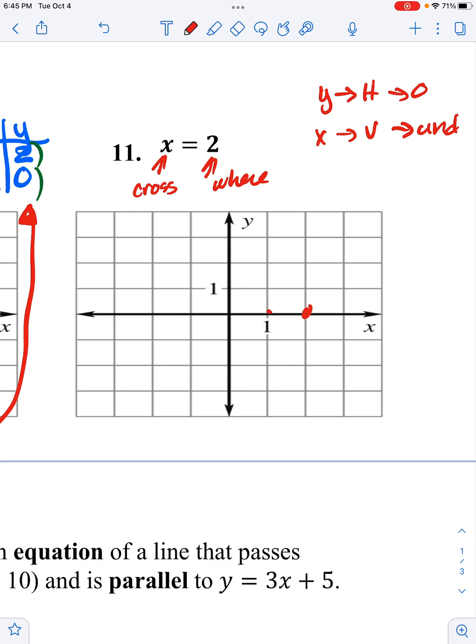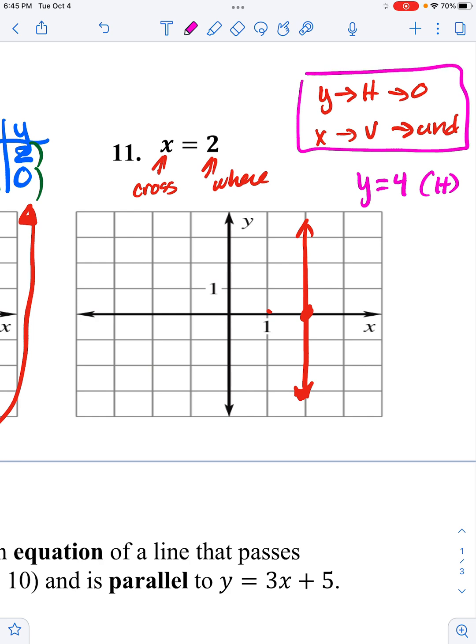So at 2, it only crosses the x, meaning it's never going to cross the y, so it has to be parallel to it, and it's going to look like that. Let's pretend that it was like, I don't know, y equals 4. Well, then that's going to be horizontal from my note card notes. I'm going to say, okay, that's horizontal.